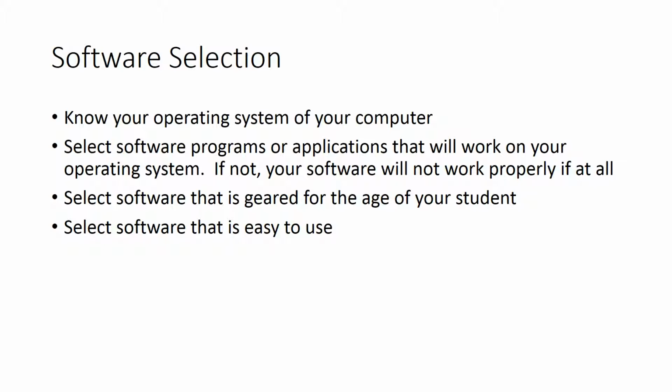Software selection. Now, for your software, you need to make sure first that you understand the operating system of your computer. You want to select software programs, or another word for software programs is applications, that's going to work on your operating system. You need to know if you're PC based or you're Mac based. If not, your software is not going to work properly, if it works at all.